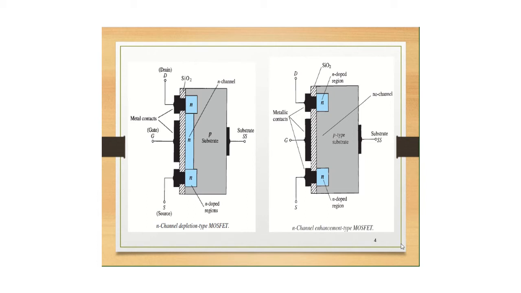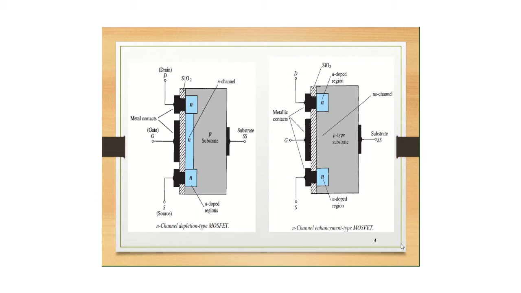Since in depletion type MOSFET, even with the gate voltage at zero, the device will be in on condition, all right? While in enhancement MOSFET, with a zero gate voltage, the enhancement type MOSFET will be off. That's why they are generally used as switching devices in power electronic circuits. So we will know more about enhancement type because of its wide application. All right. So we'll go in detail.